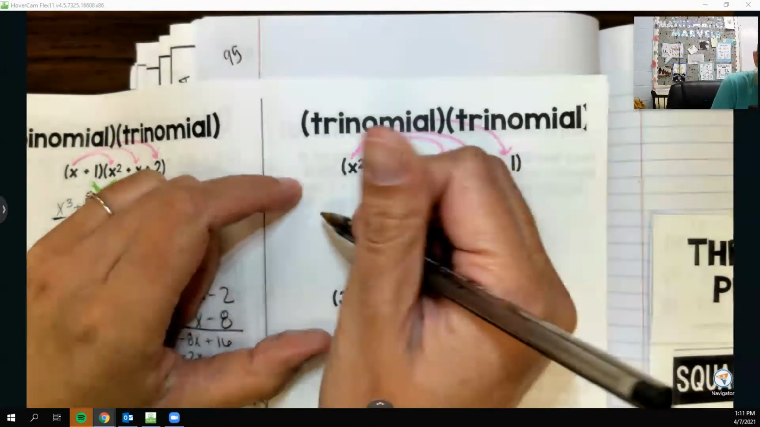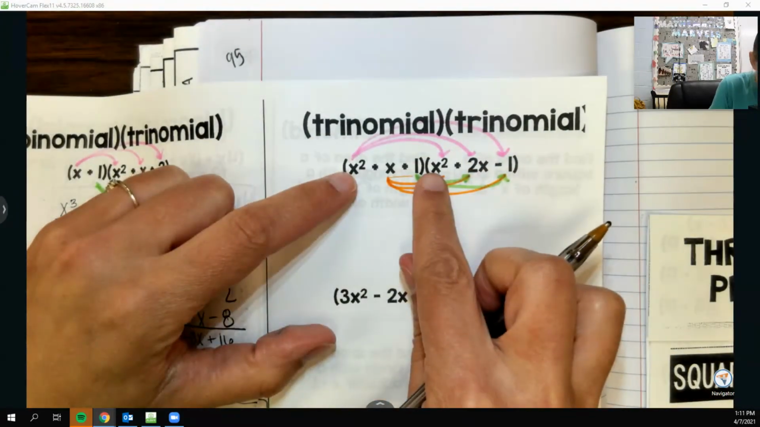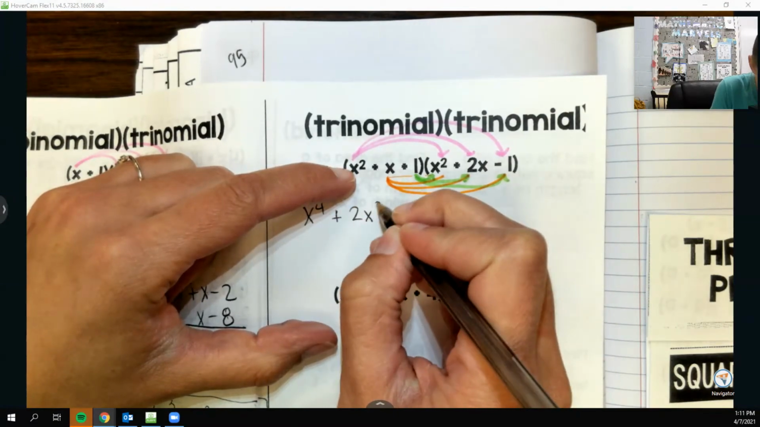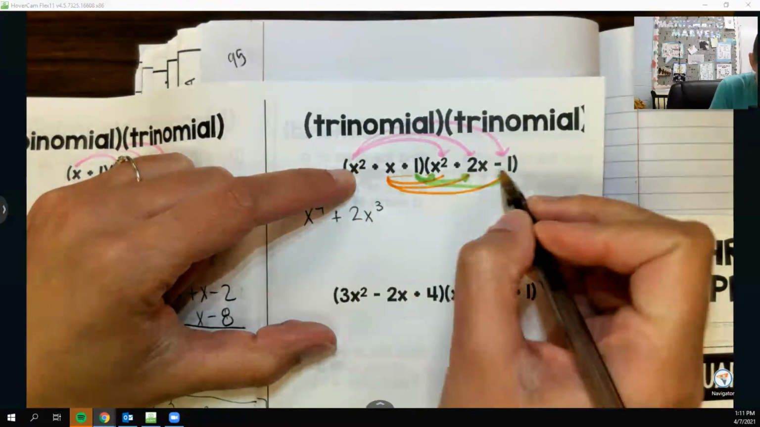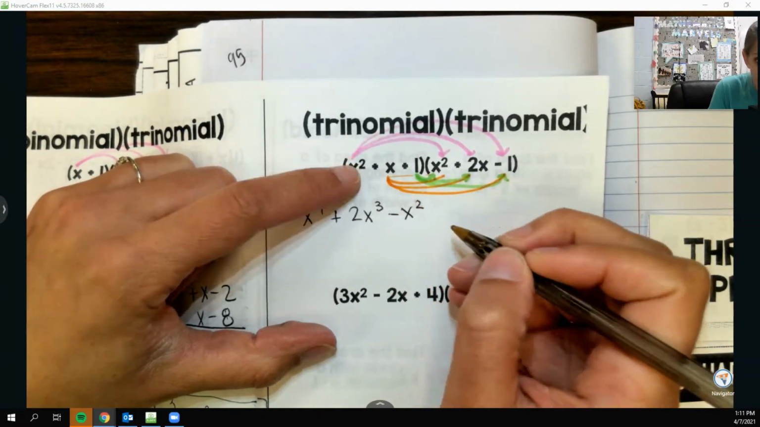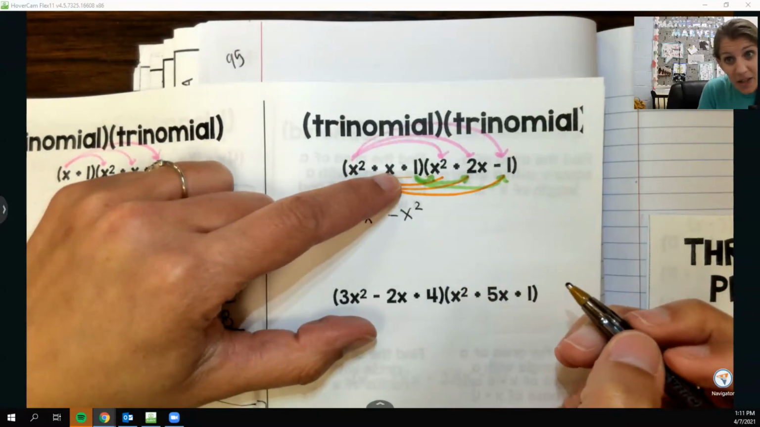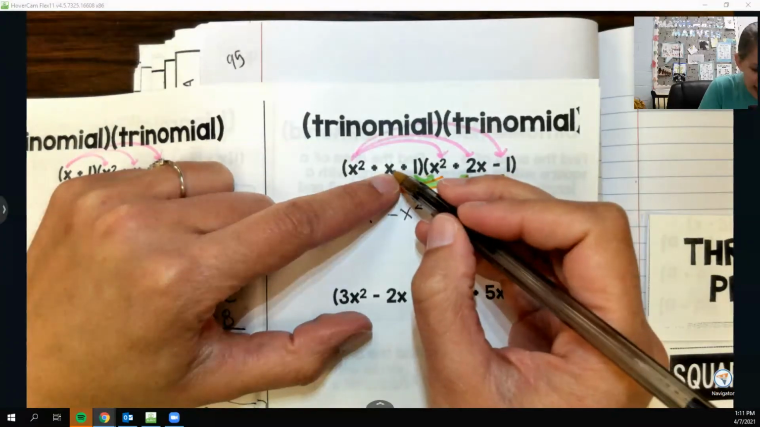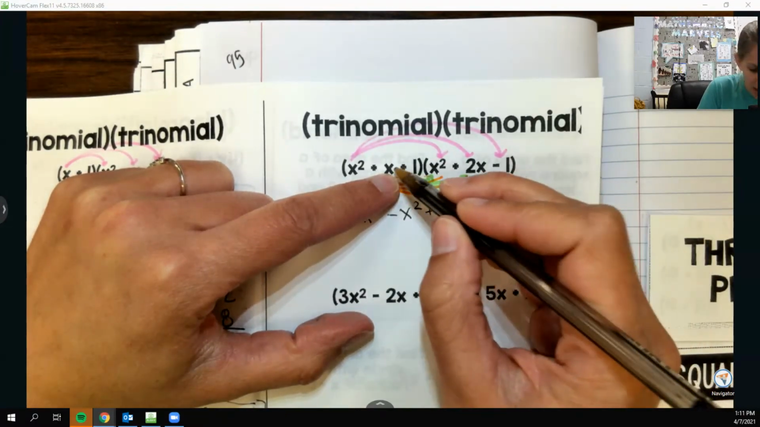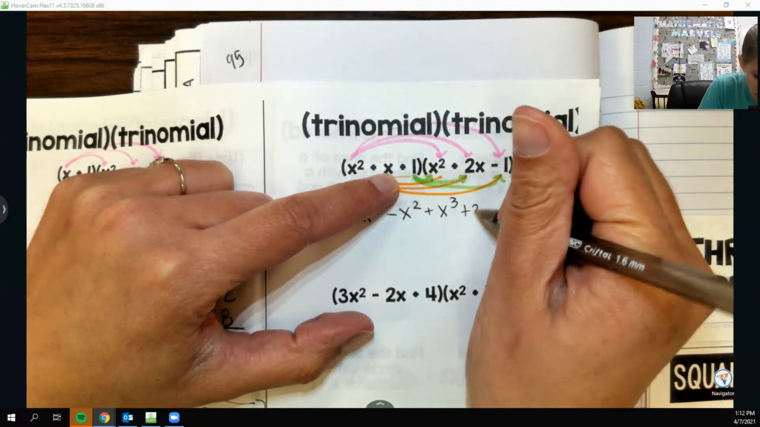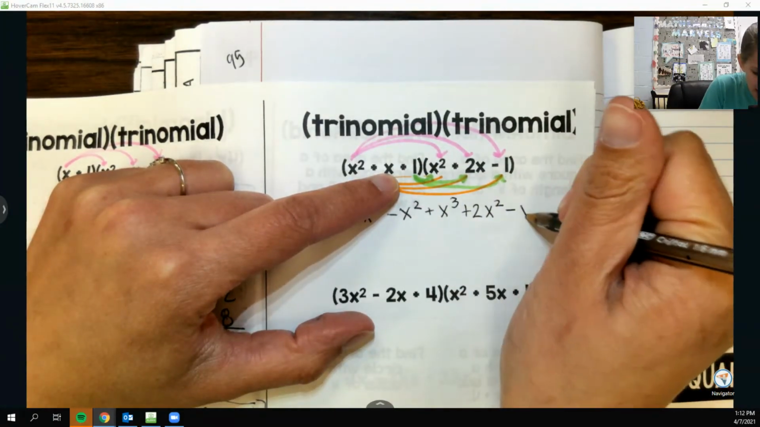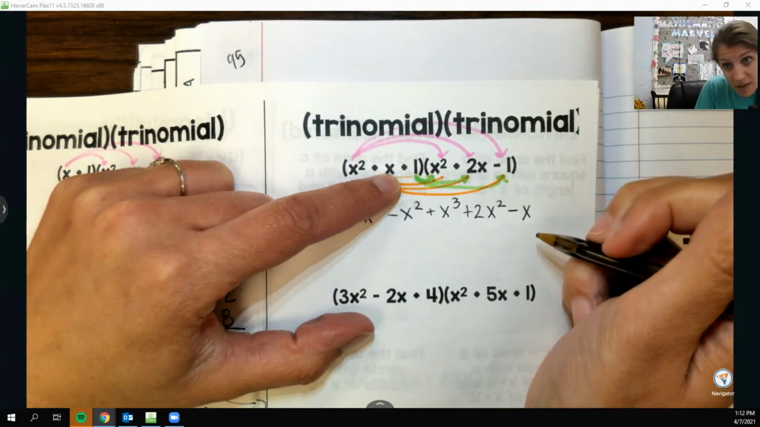So x squared times x squared is x to the 4th. X squared times 2x is 2x to the 3rd. X squared times -1 is -1x squared. And then I'm done with that one. So I always use my finger as a placeholder. And I'm like, okay, x times x squared, that is x to the 3rd. X times 2x is 2x squared. X times -1 is -1x. And then I'm done with that one.